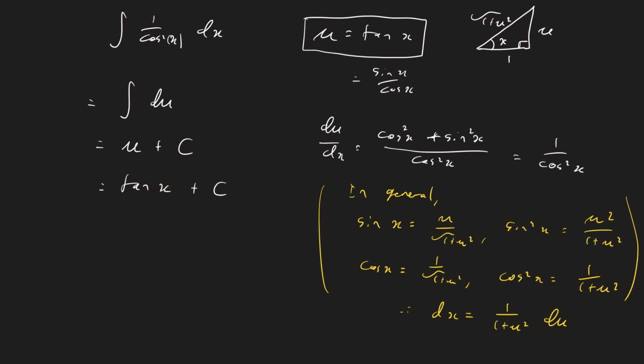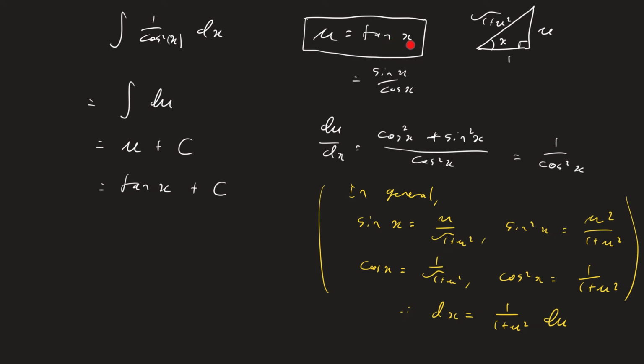In general, what we would need to do with this substitution is we need to work out how to express sine squared and cos squared in terms of u. Remember, this substitution is only when we've got terms involving sine squared and cos squared and integer powers of those.